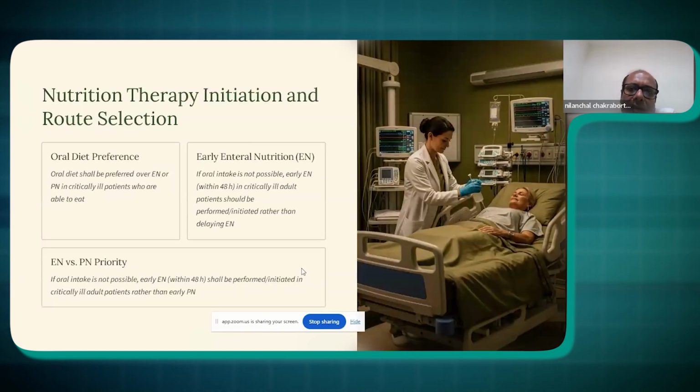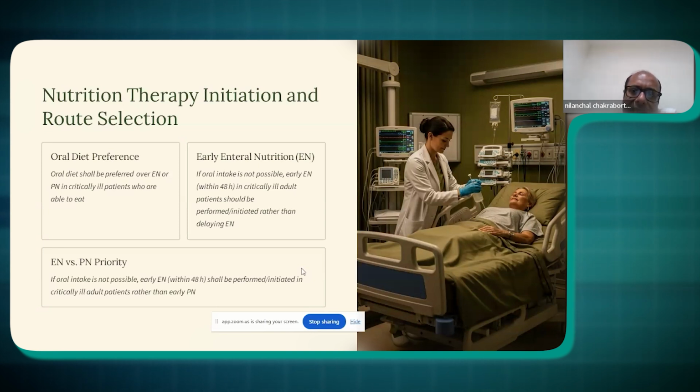So when we assess the nutritional need of the patient, then we target our therapy, that is nutritional therapy. Oral diet is preferred because it is more physiological. If the patient cannot swallow for different reasons, we go for early enteral nutrition, but never the full one. We target early nutrition, but always hypocaloric in the first 40 hours.